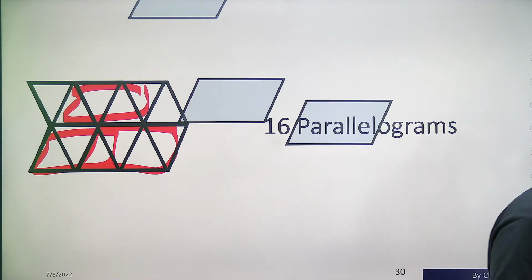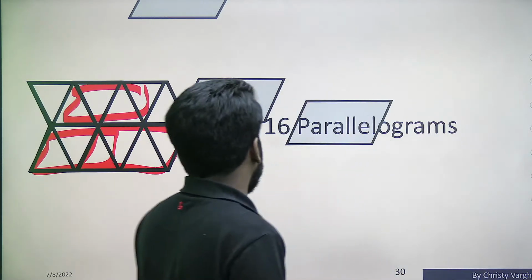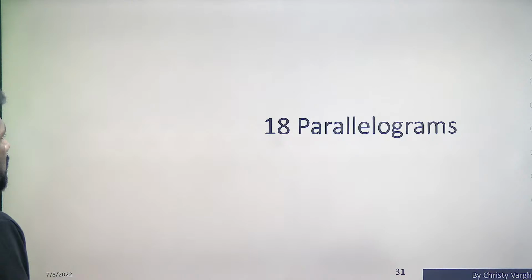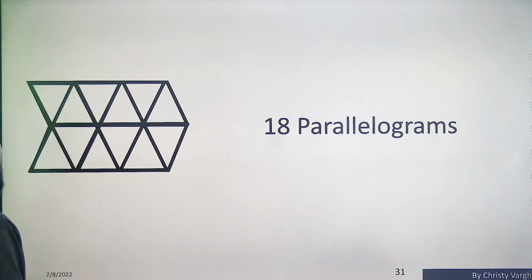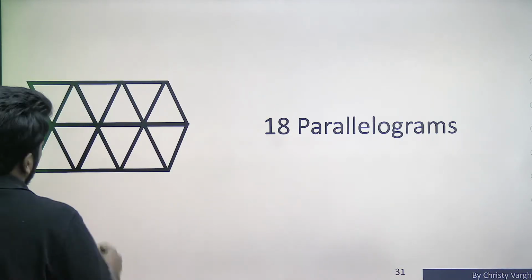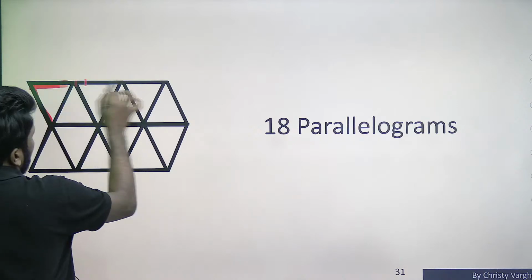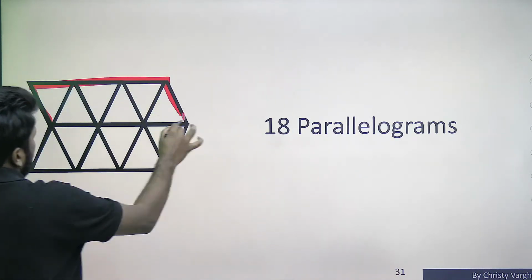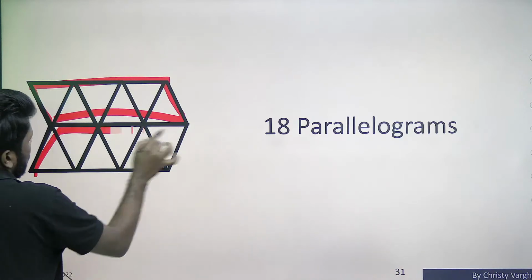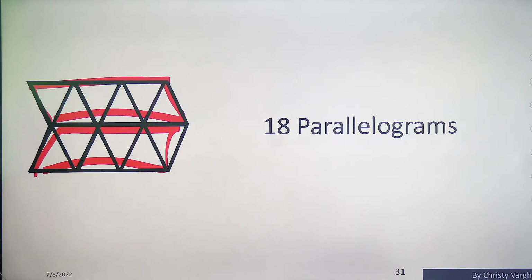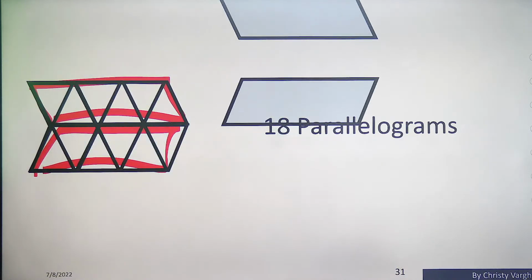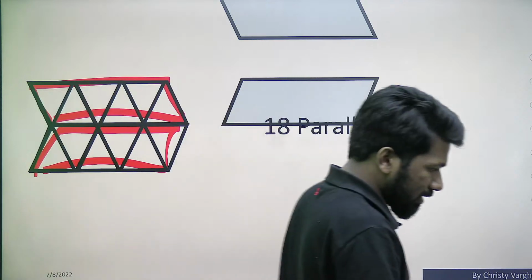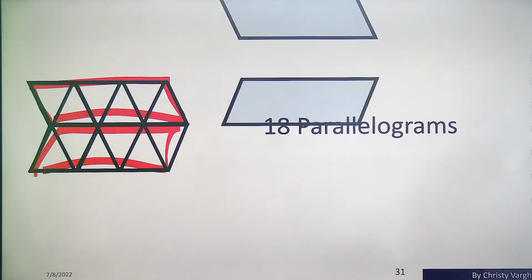All of you listen very carefully. 16 parallelograms clear hai na abhi? 16 tak. Now 2 more parallelograms which are the 3 by 1 parallelogram. 3 row 1 column parallelograms. This one and this one. So 16 plus 2, 18. Can you all see these 18 parallelograms already? Itna clear hai na? 18 tak clear hai na?